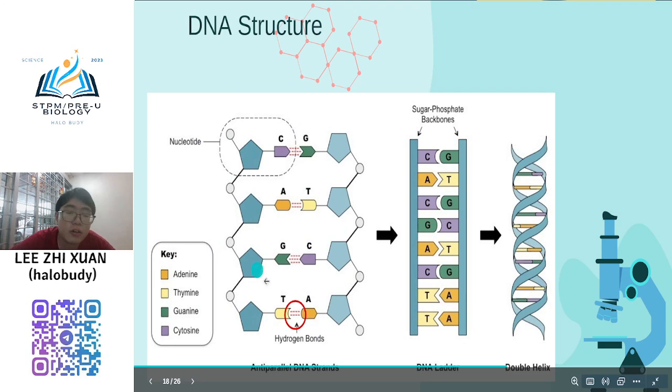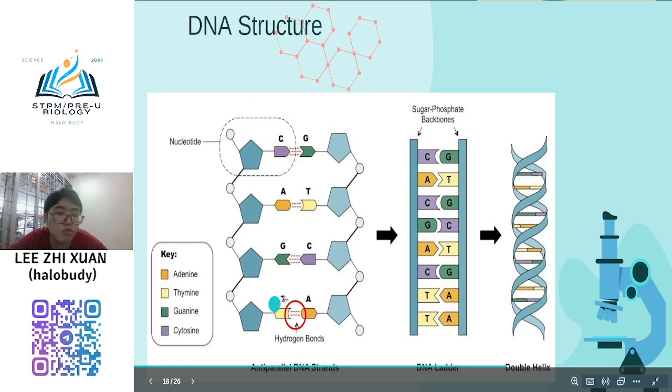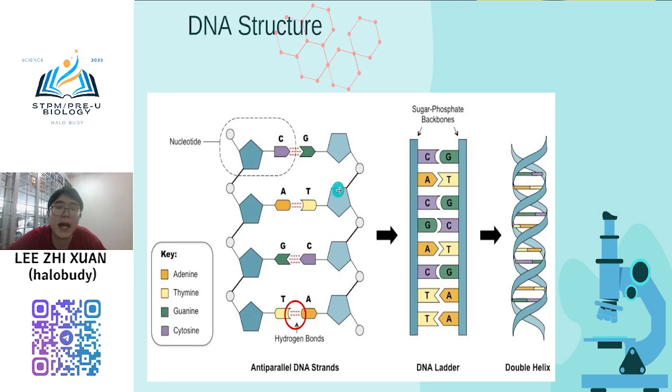So when the question asks you to draw the DNA structure, first you need to know that DNA is a double helix structure. Double helix means it contains two polynucleotide chains. So you need to draw two polynucleotides. And you need to know that for each chain, the DNA chains are anti-parallel to each other.